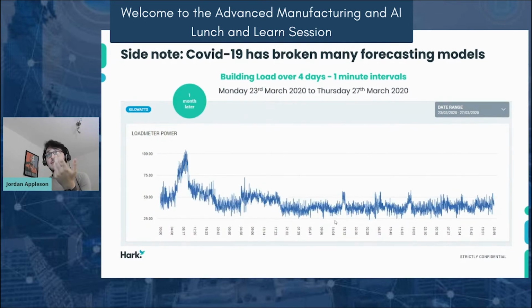This is a month later. Same days, Monday the 23rd of March to Thursday the 27th of March, the building is no longer being used. The assets in there are no longer being used in the same way. People are not going in. So that's totally broken models that take into consideration weekly seasonality.